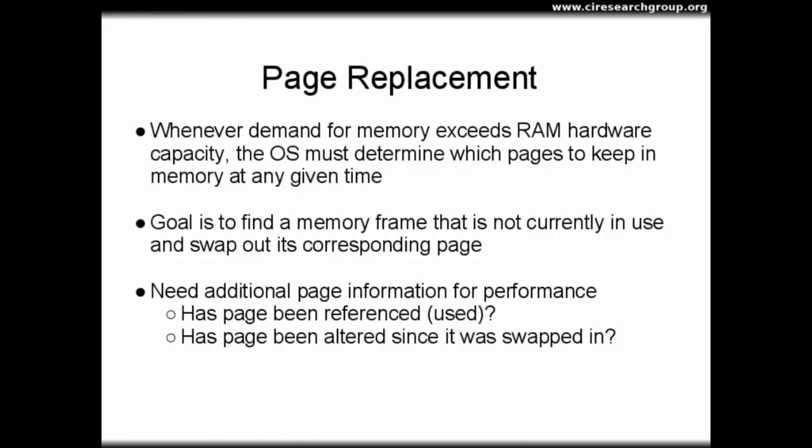Whenever there is a demand for memory that is greater than the actual amount of physical RAM installed on the system, the operating system must determine which pages will be kept in memory and which pages will be swapped out to disk. When memory frame contents are swapped out to disk, the operating system needs to find a page of memory that is not currently in use. Furthermore, in an ideal case, the operating system should also pick a page that will not be used for some time, so as to reduce the total number of page swaps. In order for the page swapper to operate, some additional data must be kept about each page, including whether or not the page has been referenced, and whether or not the page has been altered since it was last swapped into RAM.